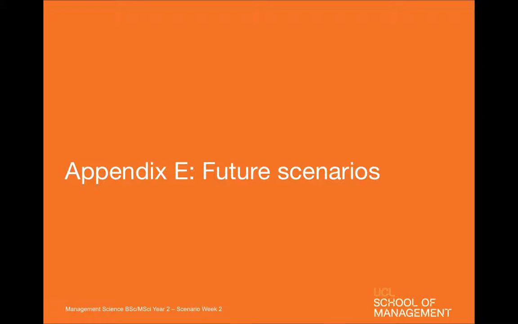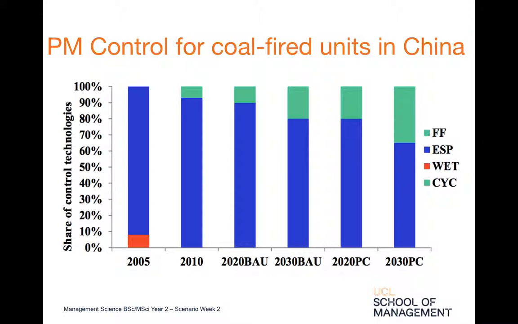Appendix E is about the future scenarios. The timeline we presented in the last slide incorporates information from several sources and our own sensible judgment. We had to adjust the way we presented the data in order to create a coherent timeline. The percentages of PM control technologies used in thermal power plants in China were worked out from this graph taken from a presentation titled Emissions of Air Pollutants from Power Plants in China.